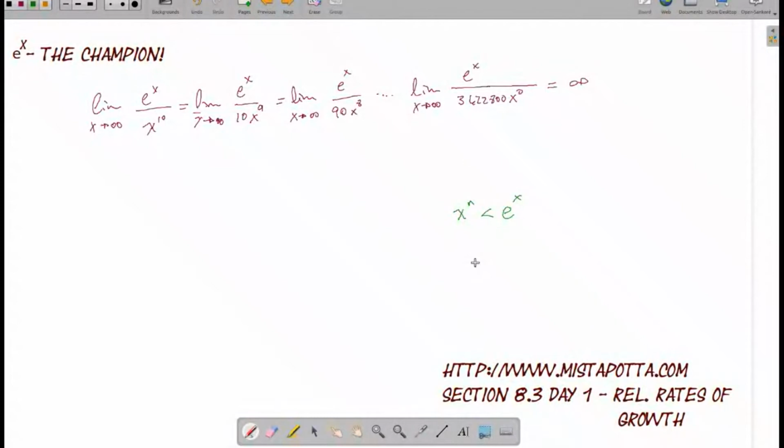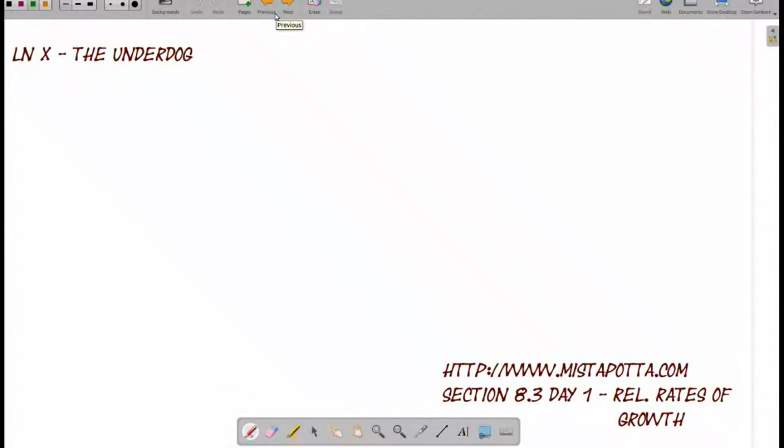So that's something that's going to be our champion here. e to the x is going to be one of our fastest growing functions. And of course, exponential growth is one of the fastest rates of growth that we can come across in a mathematical situation. Now, what else is going to happen is if I've got a challenger, then I'm going to have some type of ultimate underdog, and natural log x fills that bill.